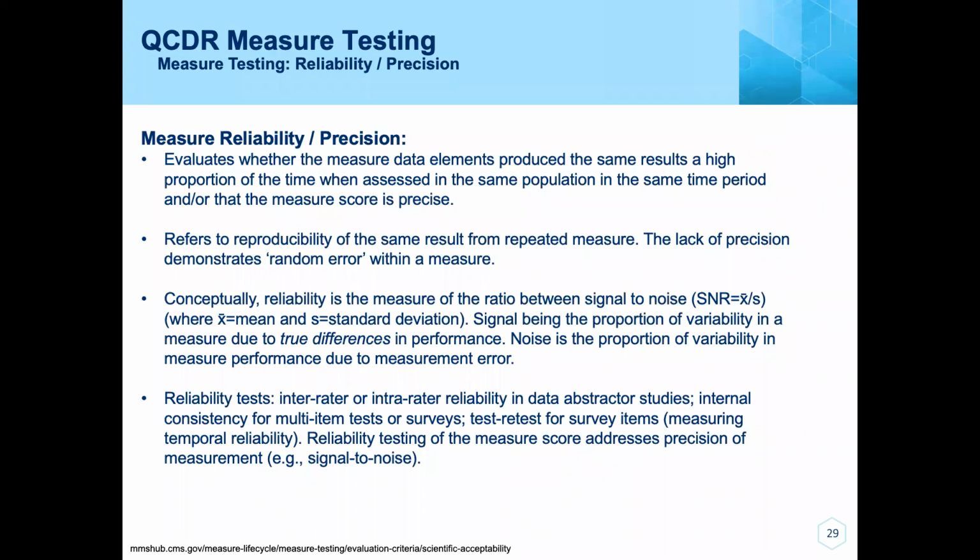Conceptually, reliability is the measure of the ratio between signal to noise. Signal being the proportion of variability in a measure due to true differences in performance. Noise is a proportion of variability in measure performance due to measurement error, or that random error that we discussed earlier. Reliability tests include inter-rater or intra-rater reliability and data abstractor studies, internal consistency for multi-item tests or surveys, and test and retest for survey items. And again, reliability testing of the measure score addresses precision of measurement. Next slide, please.